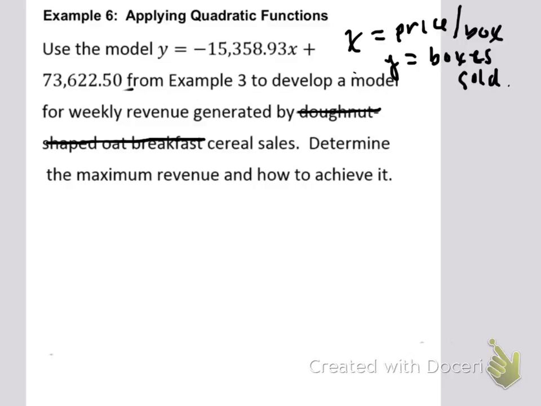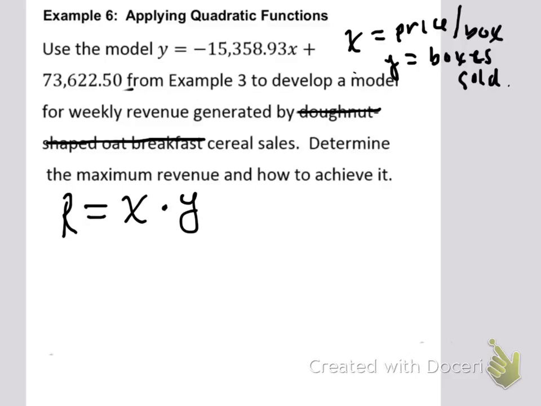Alright, so revenue. What is revenue? Well, revenue is how much money a company is bringing in. So how do you calculate the revenue? Well, the revenue is going to equal the price per cereal box times the number of boxes sold. That gives you the amount of money you're bringing in. So that is going to be represented by x times y.